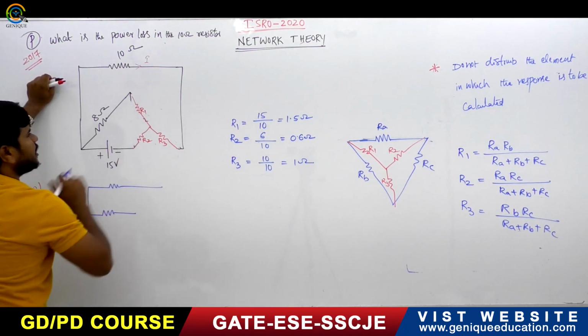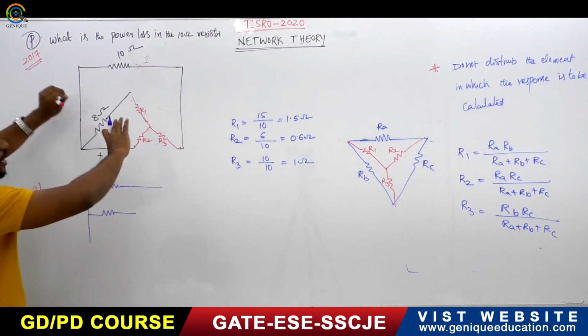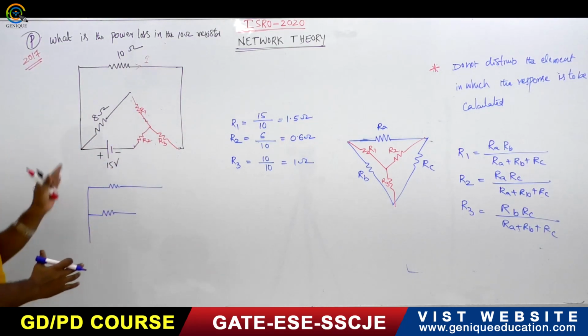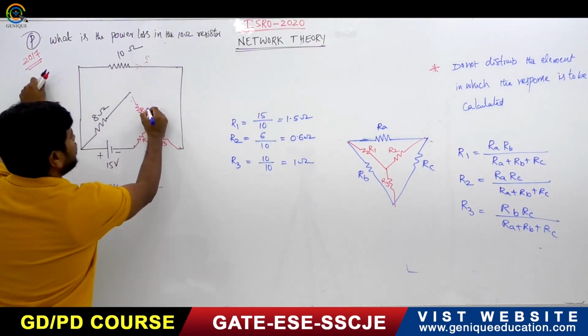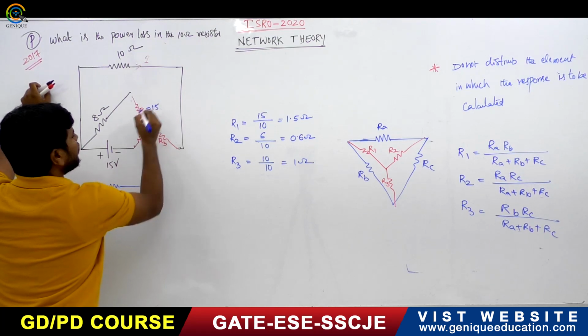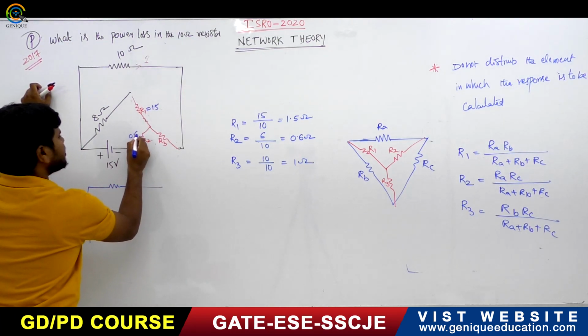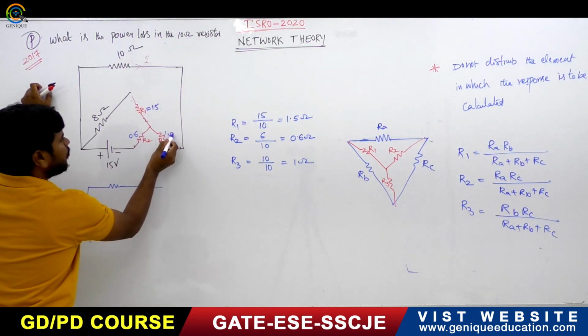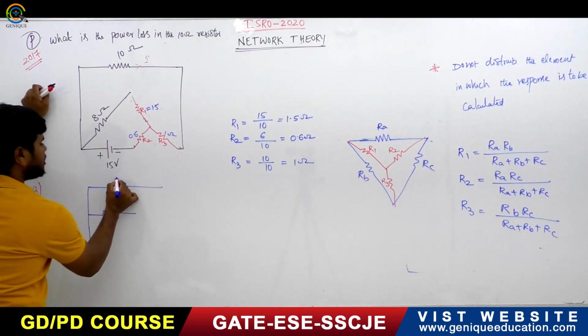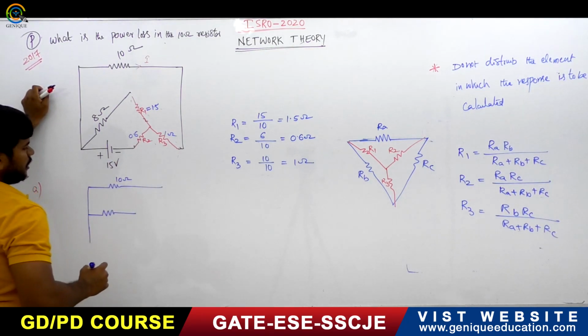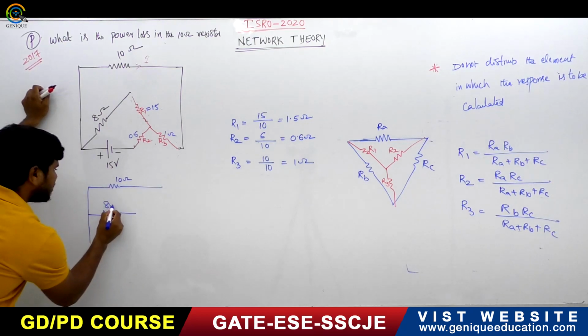Okay? So now I have converted the delta network into the star network. What is this value? This value is 1.5. This value is 0.6. This value is 1 ohm. Right? So this is the 10 ohm resistor. Now it is 8 ohm resistor.